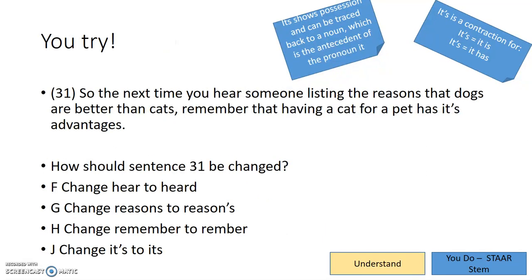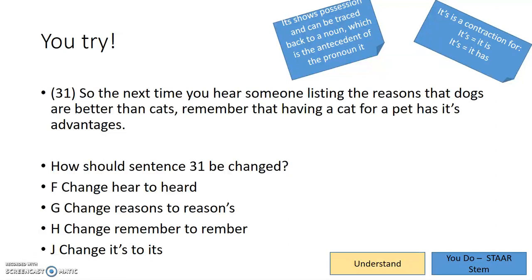All right, now we're going to try a little bit of independent work, first with a STAR stem. So if this sentence is within a passage and you have a question that asks you how should this sentence be changed, here's the sentence. So the next time you hear someone listing the reasons that dogs are better than cats, remember that having a cat for a pet has its advantages.